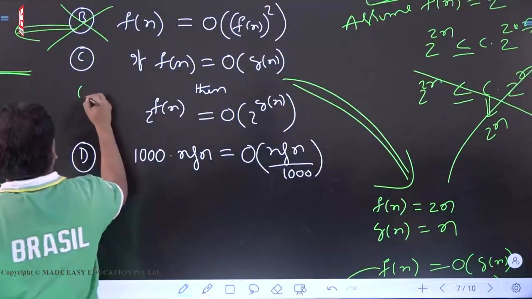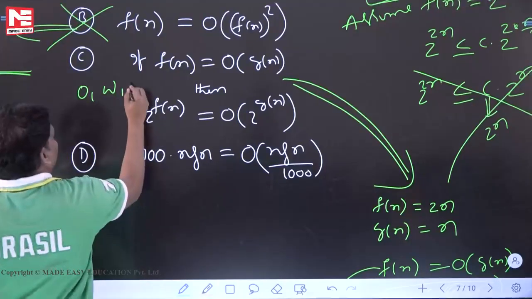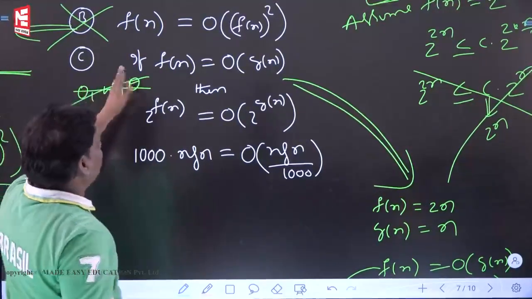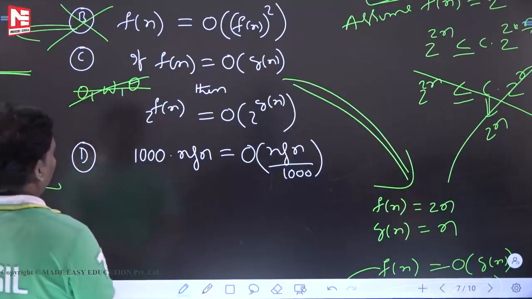So option C, big O fails. If you want, you can check omega also will fail, and theta also fails. Please verify. These three will fail. Between two functions, big O is possible.